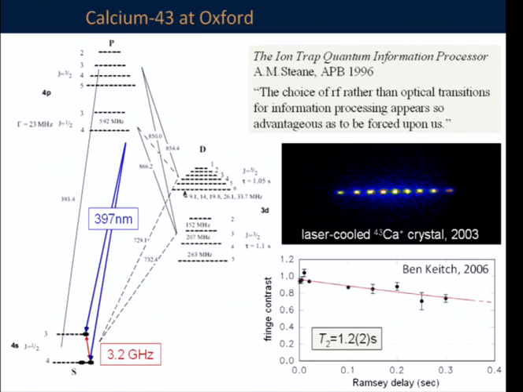We also measured a coherence time using the magnetic field independent m equals 0 to 0 transition down here of about 1 second. That was done by Ben Keach a few years later. And of course, I shouldn't forget that Innsbruck as well did some very nice experiments on calcium-43, including some high-fidelity two-qubit gates. Around 2007, 2009, Jan Benhelm and Christian Roos were the main people doing that.